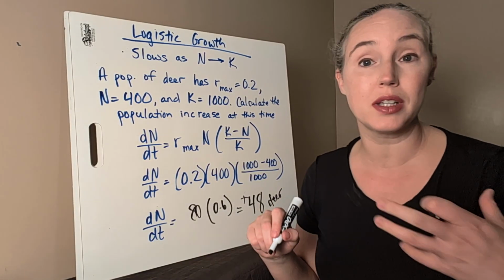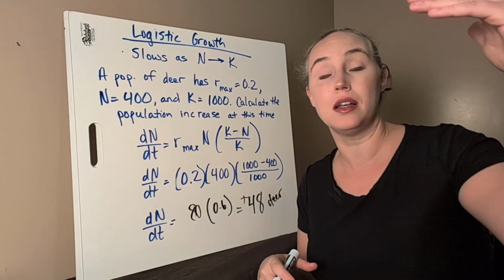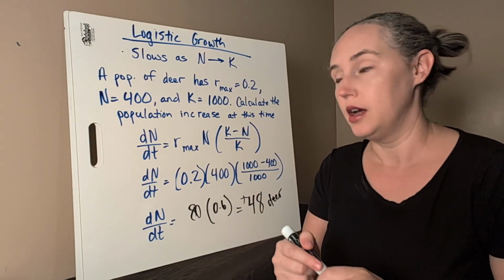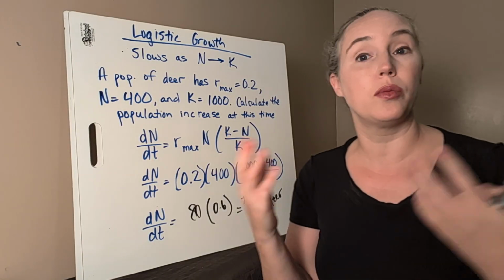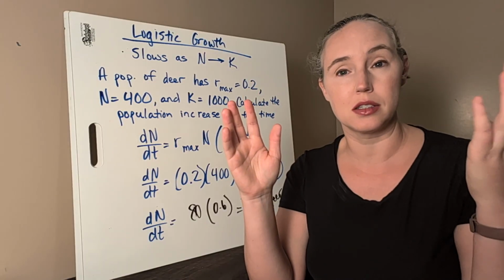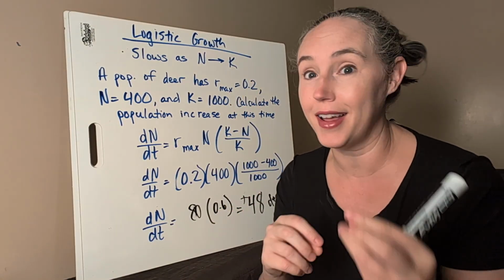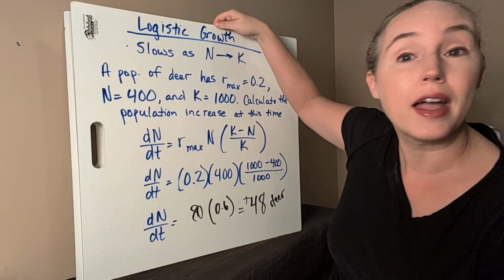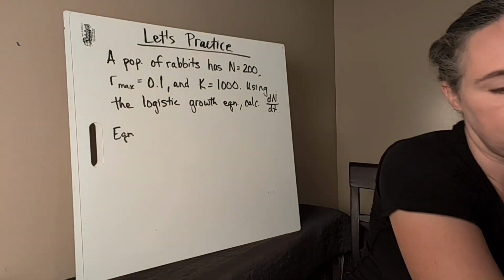Now, yes, these numbers can be negative. Populations can decrease if that's what the numbers are showing. So don't get weirded out if you get a negative number, as long as everything makes sense. You probably shouldn't get a negative number on an exponential growth, since those graphs have unlimited resources.